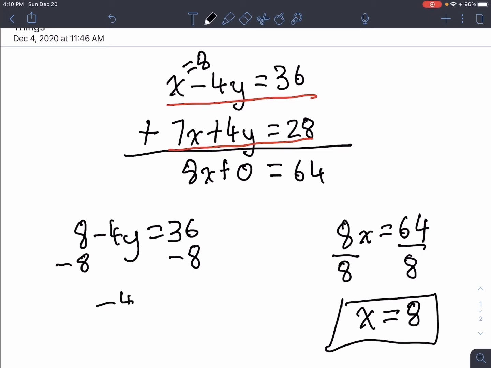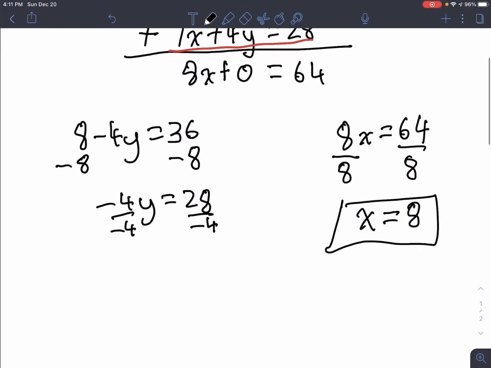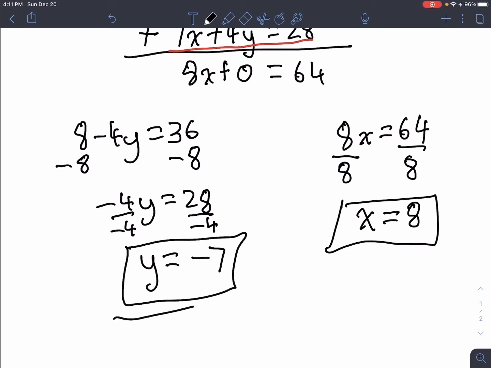And then you get negative 4y equals 28. And you divide 28 divided by negative 4. So you divide negative 4 by both sides. And you get y equals negative 7. Now we are done. We have both variables solved, x equals 8 and y equals negative 7.